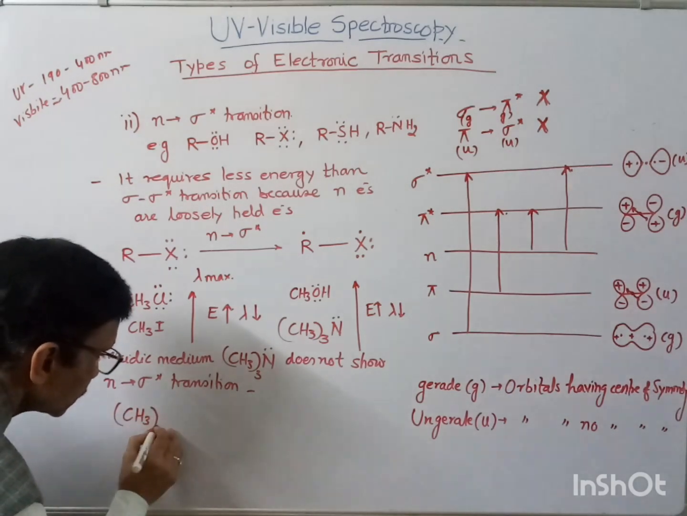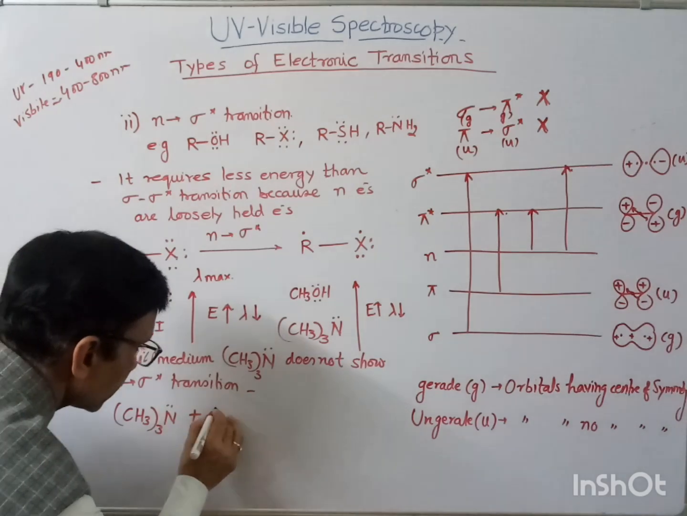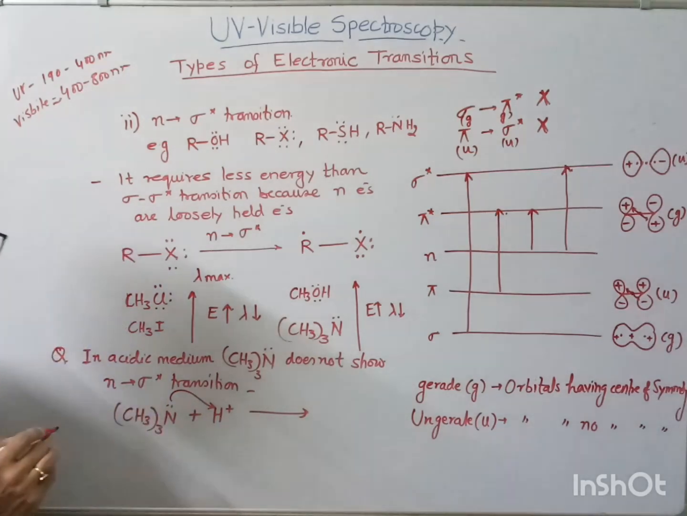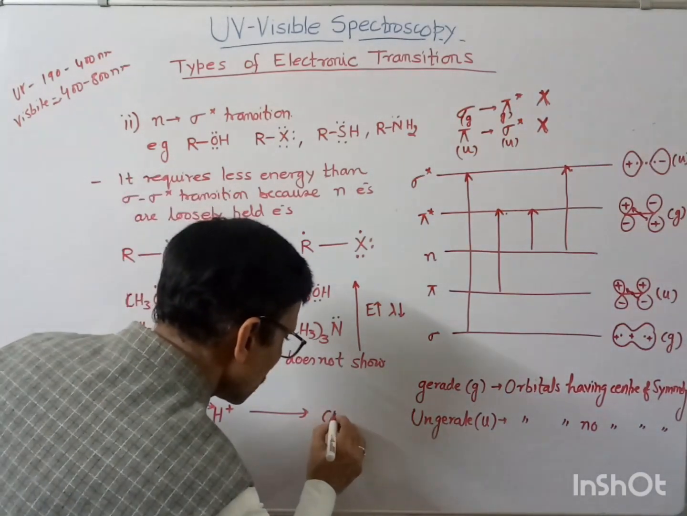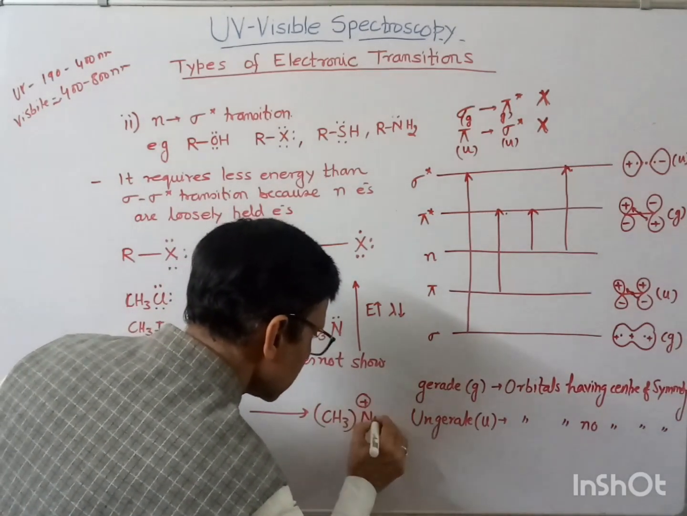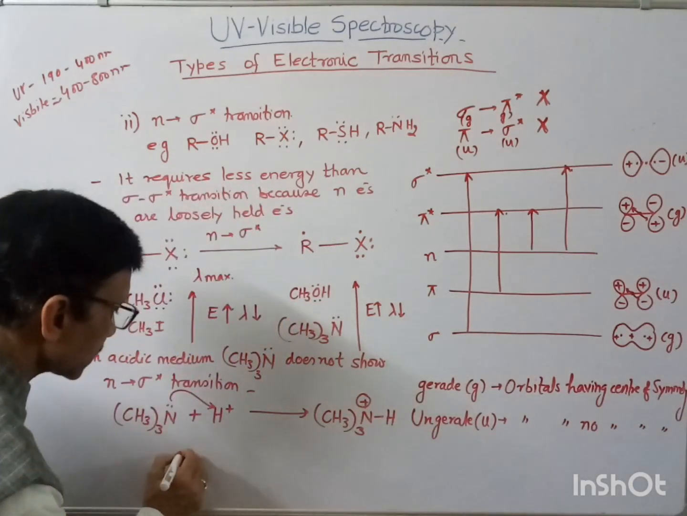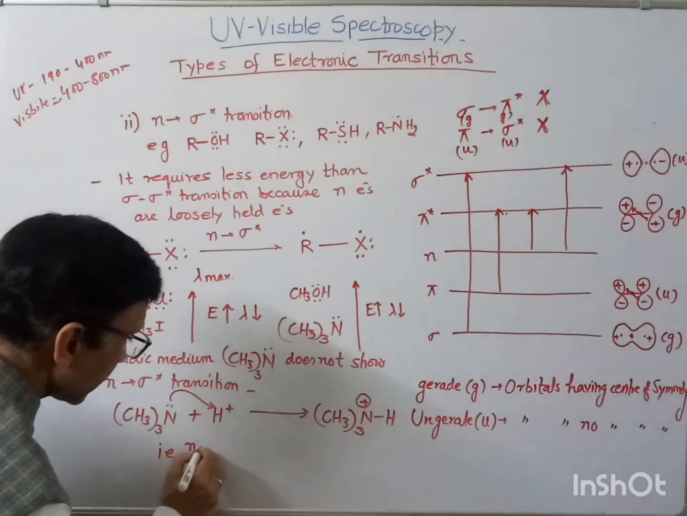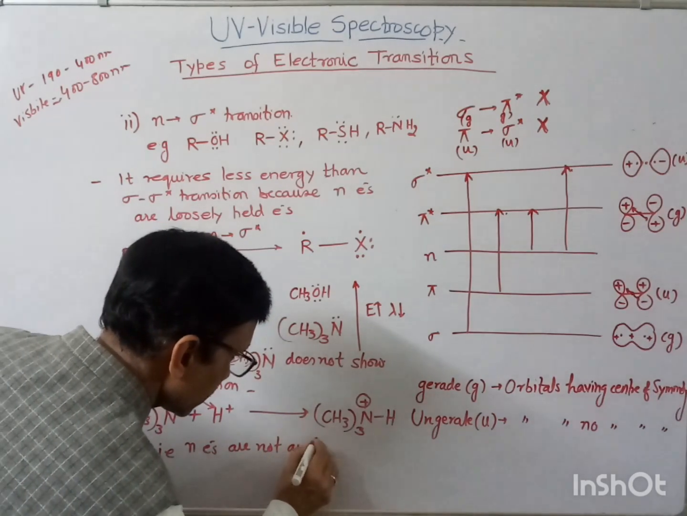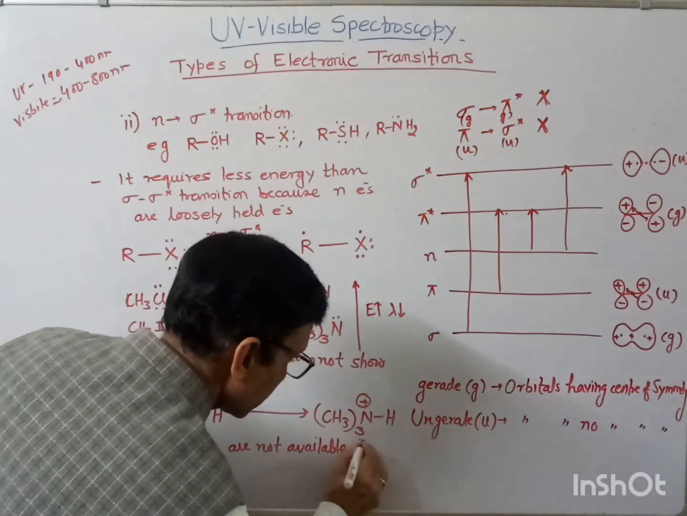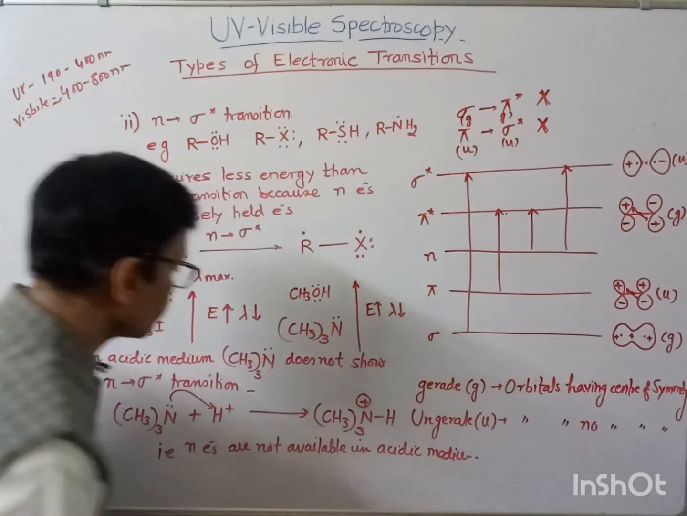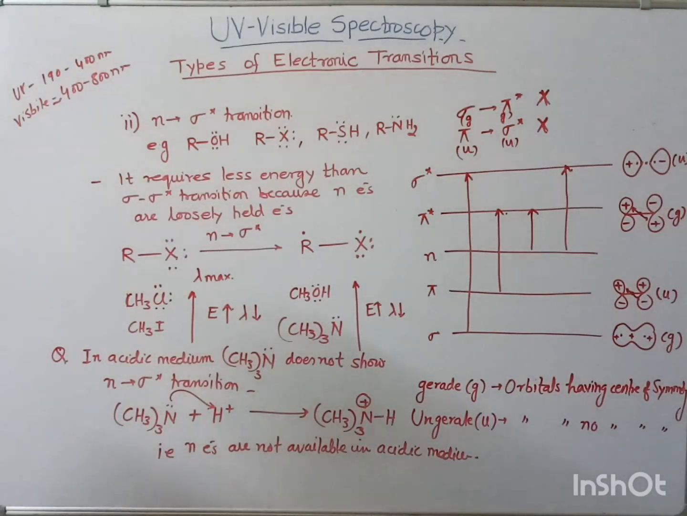Suppose I write this one in acidic medium, in the presence of H plus, what will happen? The H plus will go here and form this bond. As you can see, the n electrons are not available in this case. As the n electrons are not available in acidic medium, that's why it will not show the n to sigma star transition.